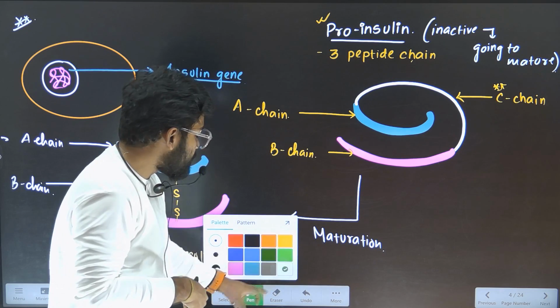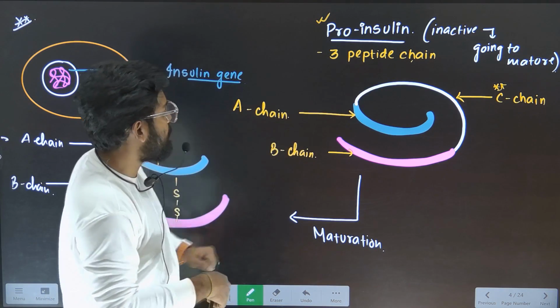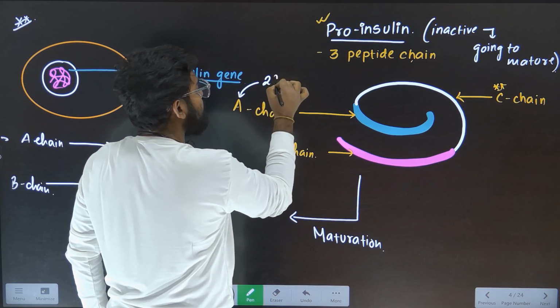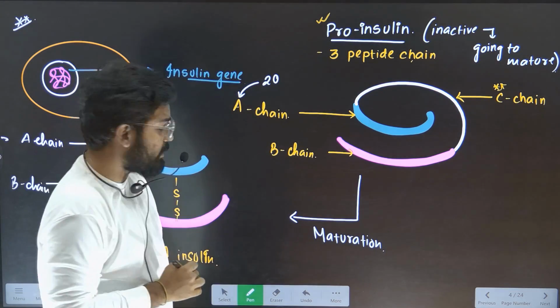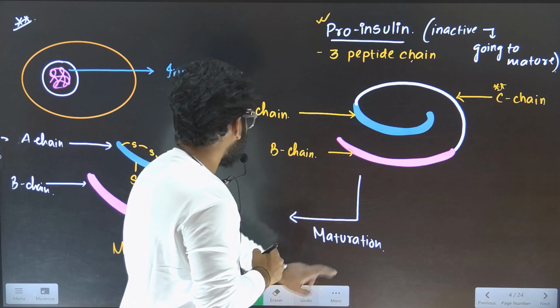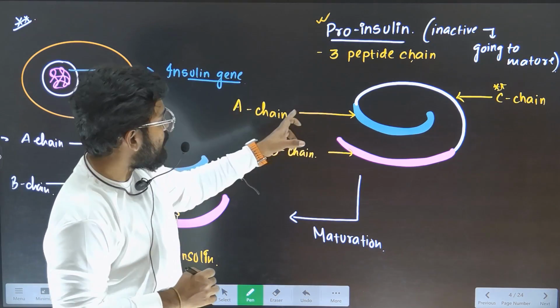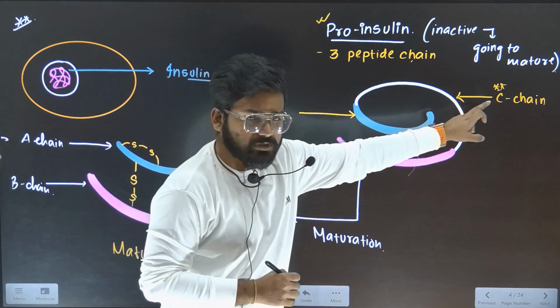Now we are saying that these are peptide chains. So what is the peptide chain's length? There is a definite length. Okay, I am coming to the length a little bit later. So this is the basic process. I will discuss the individual length of each of them, but a bit later.